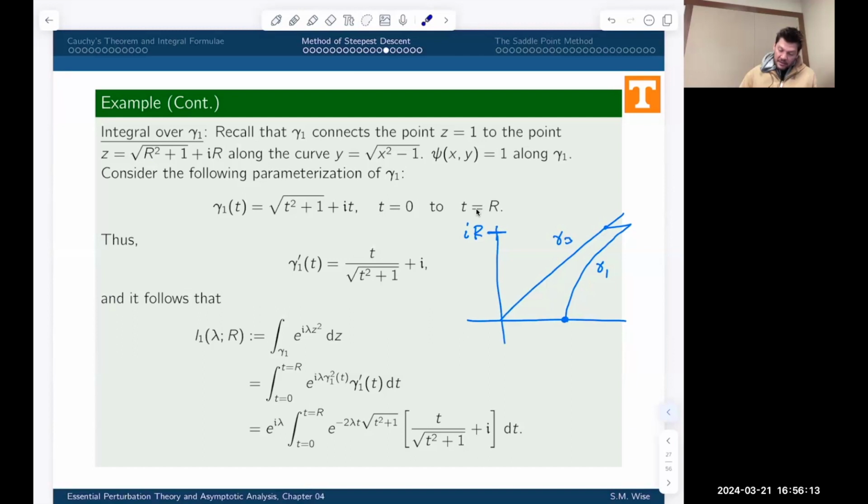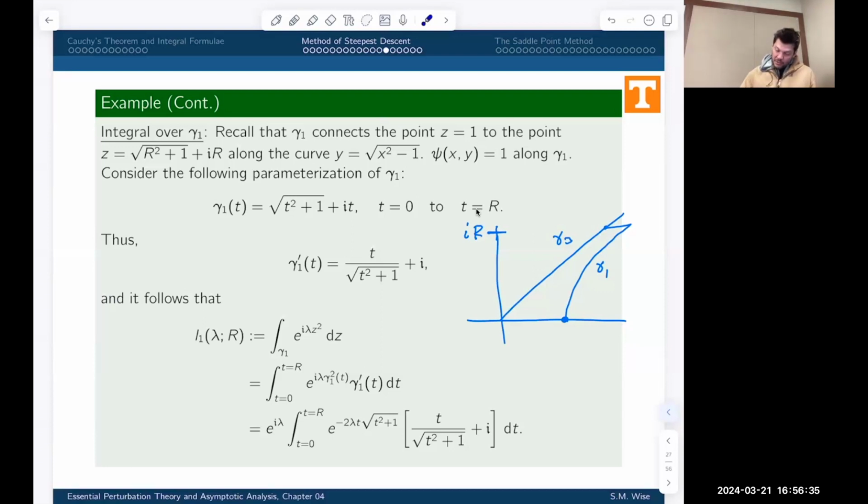Now, we need the time derivative of our parameterization for gamma 1. So take the time derivative, and you get t over square root t squared plus 1 plus i. It looks kind of messy. Okay. But let's not worry about that yet. Let's put it in and see what happens.